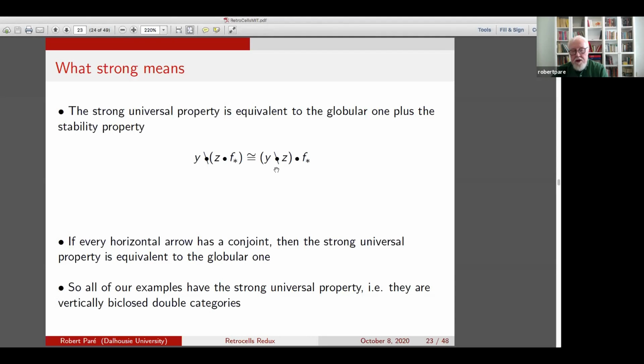So it's not really a great generalization, having the double or the strong universal property. And in fact, if every horizontal arrow has a conjoint, then the strong and the globular one are equivalent. So this gets Mike and Rolf off the hook here, because they weren't using the strong one, but all of their double categories have companions and conjoints, and so it's the same definition.